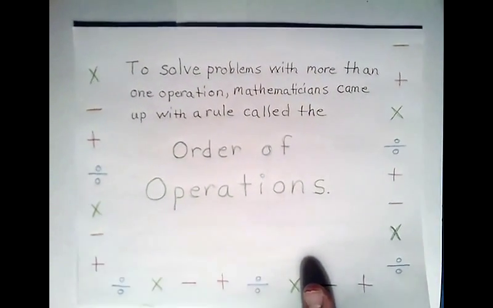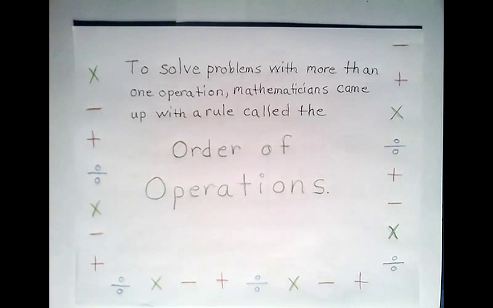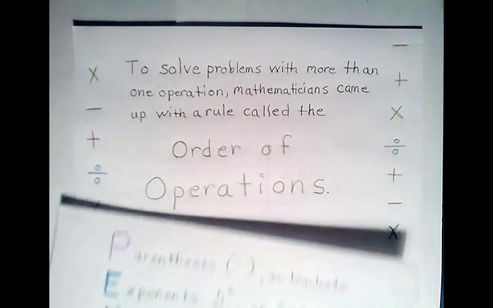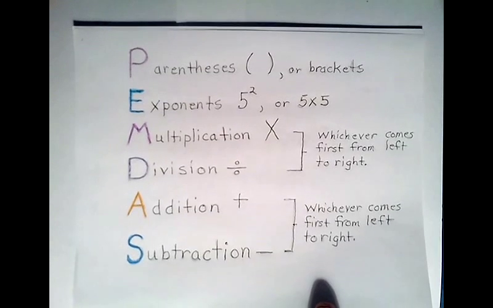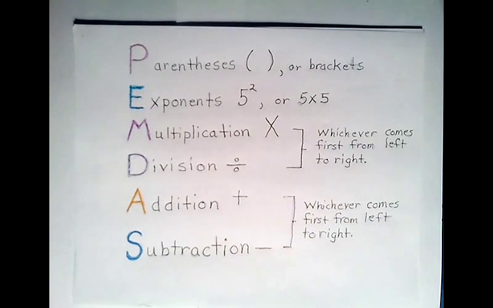To solve problems like this with more than one operation, mathematicians came up with a rule called the order of operations. The order of operations begins with P for parentheses or brackets, then E for exponents, such as 5 to the second power, which would be the same as saying 5 times 5.